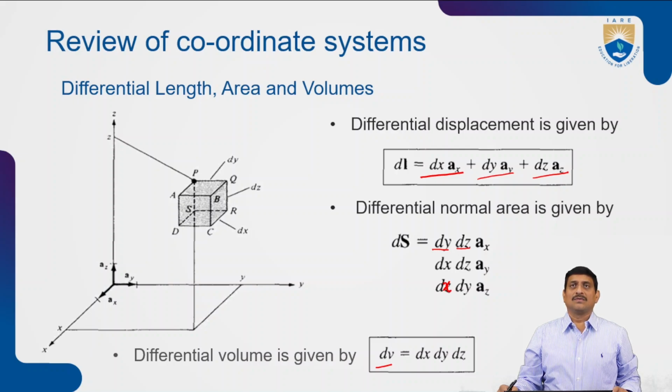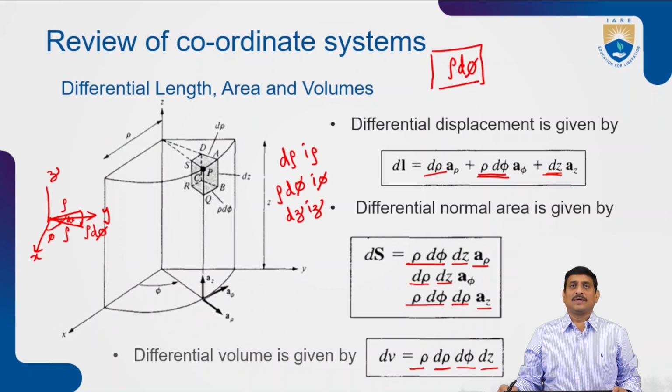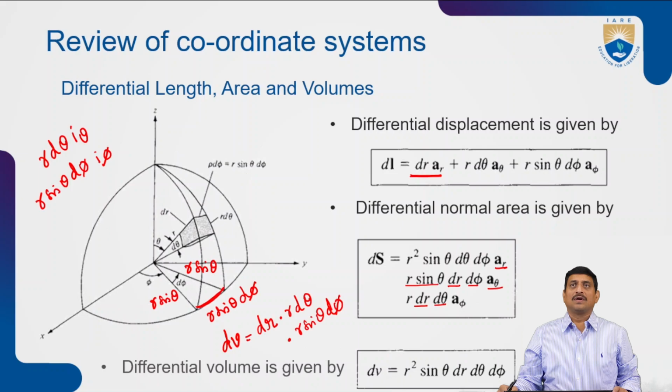Whereas in the cylindrical coordinate system, if phi is increased by a differential amount d phi, the total incremental length in the phi direction is rho d phi. In the spherical coordinate system, if theta is increased by d theta, the total incremental length in the theta direction is r d theta. If phi is increased by d phi in the spherical coordinate system, the total incremental length in the phi direction is r sin theta d phi. So by considering those, we have explained the differential normal areas and differential volumes in the cylindrical and spherical coordinate systems.